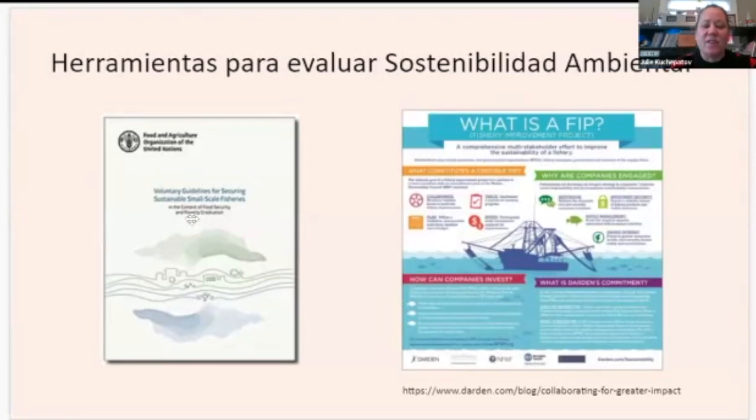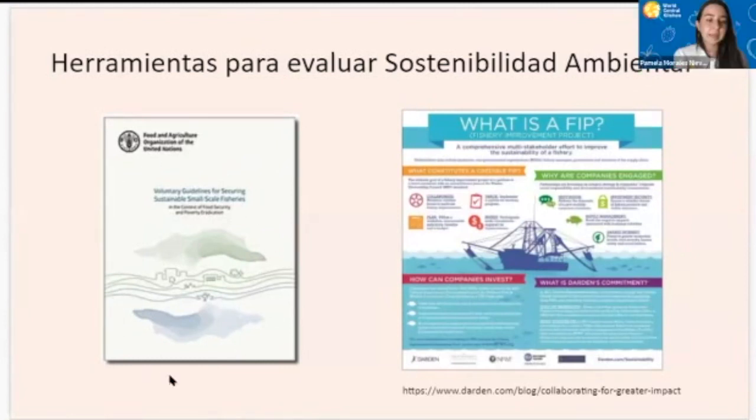Okay, and one more thing, we'll talk a little bit more about some FIPs, some real FIPs, at the end of the discussion. Vamos a trabajar en unos casos de estudio para ver proyectos de mejoras pesqueras en distintos escenarios más adelante. But this right here also is another tool.